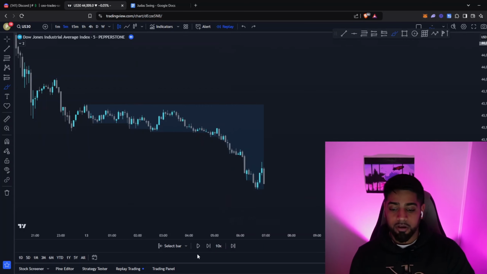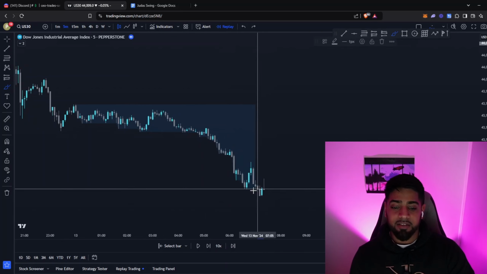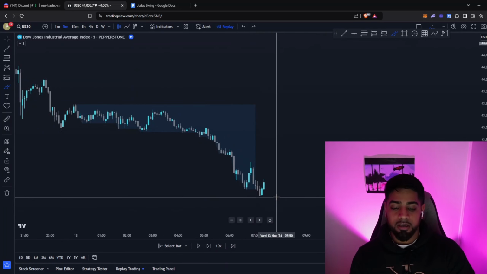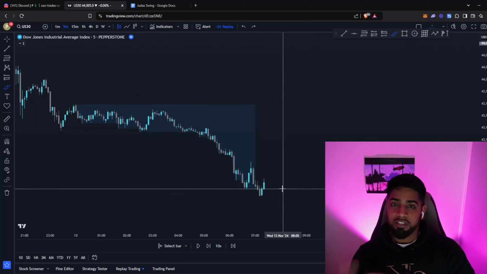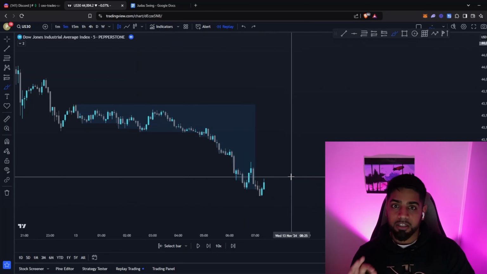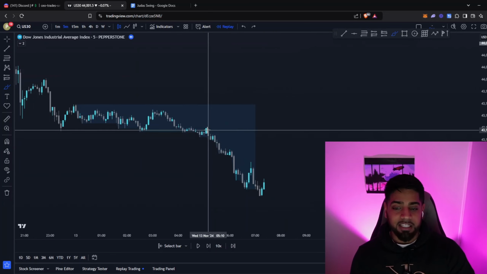So now if I play price on, we can see that right there we get a sweep of the lows. So once we've had a sweep of the lows, we move on to the next step, which is to wait for a market structure shift. So let's quickly identify structure.